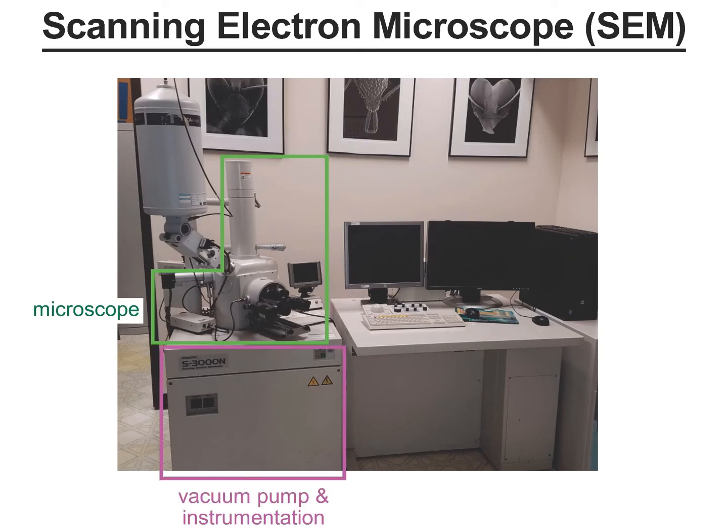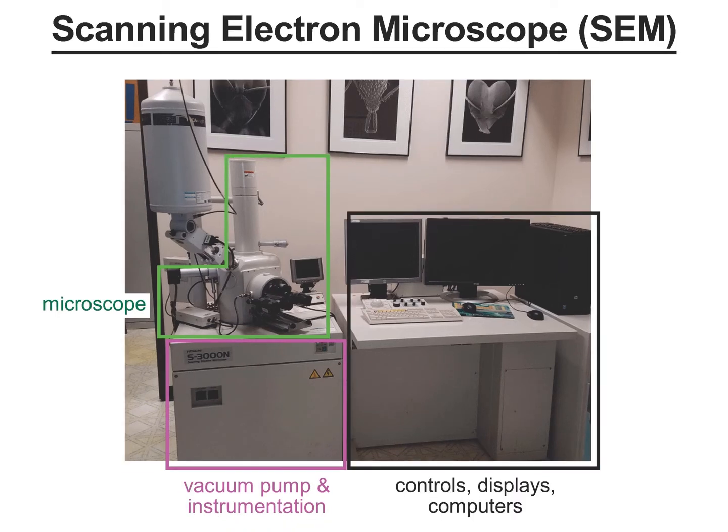The microscope sits atop a cabinet that contains one of the vacuum pumps and some of the instrumentation for the scope's operation. The right side has the controls for manually operating the microscope, display monitors for viewing, and computers for operating the software.